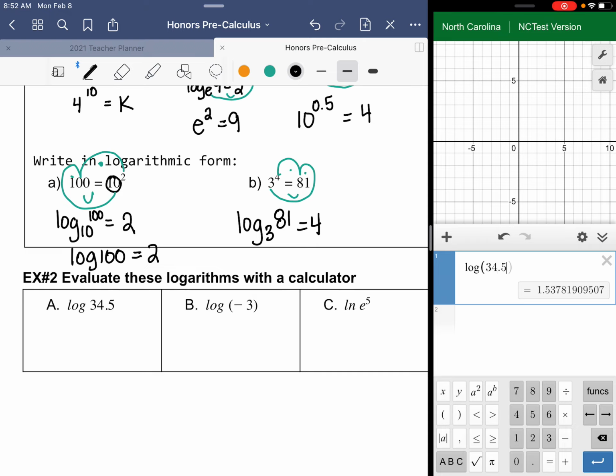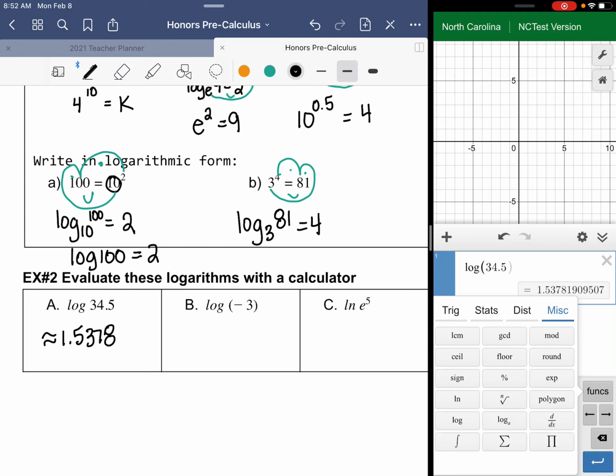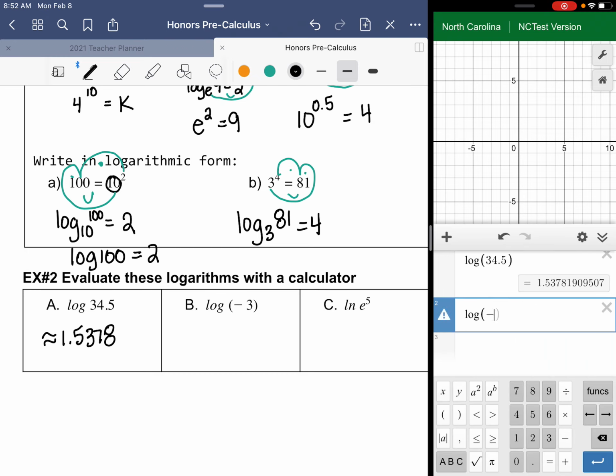If I can type it correctly. All right, so we get approximately 1.5378. Okay, so normally with logarithms, I like at least 3 to 4 decimal places, especially when you're using them to find answers later. All right, so we know that B is also a common logarithm, so we're going to make sure that we use the common logarithm, so -3. And we see that that is undefined.